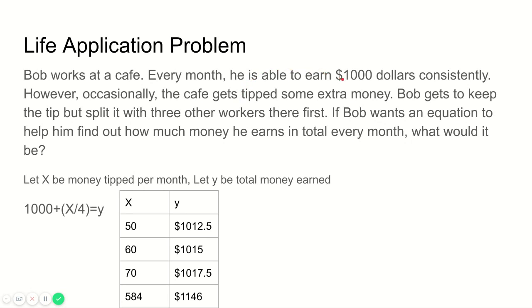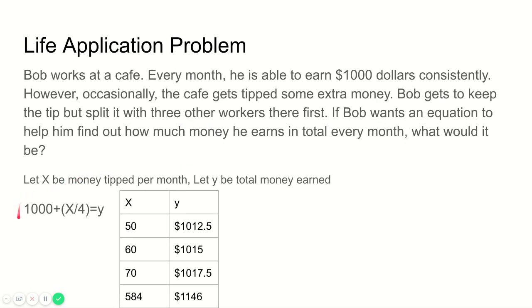Firstly, it says that every month he earns $1,000 consistently. So $1,000 no matter what happens. And then we get a second piece of information, which is that the cafe gets tipped some extra money. However, since we don't know what this money is, we would have to use x. And lastly, we know that he has to split the tip, which is x, with 3 other workers. So therefore, this tip gets split with 4 people, including Bob.